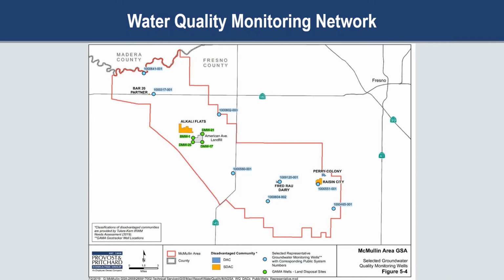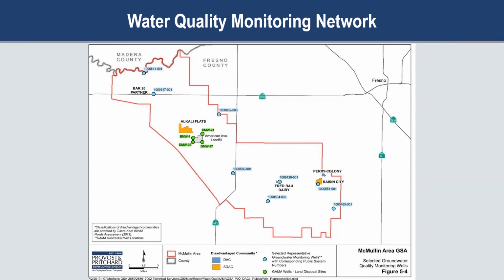This is our monitoring network map for water quality. The way we decided which wells we would monitor was we used an online database called GAMA, and we selected the publicly available wells as well as the landfill wells. The blue dots are the public wells within MAGSA, and the green dots are the wells at the landfill. We wanted to make sure we had at least 6 wells for our undesirable result criteria.